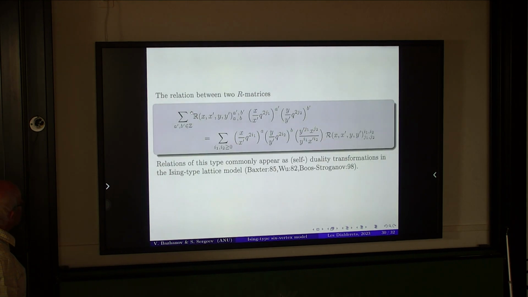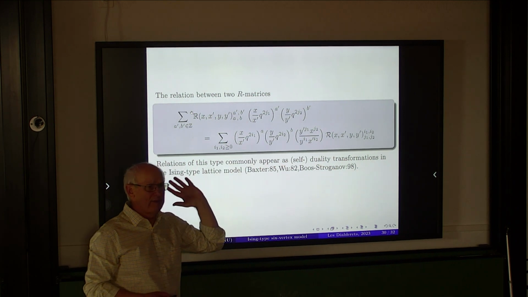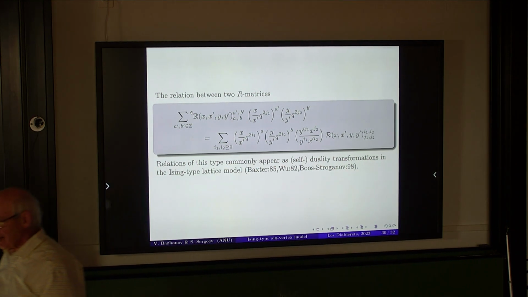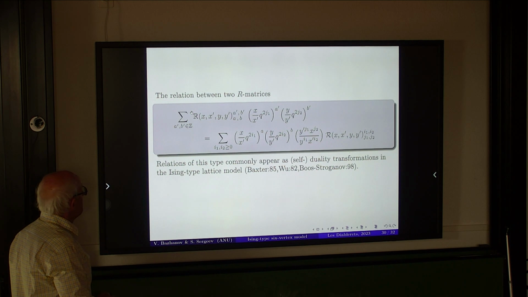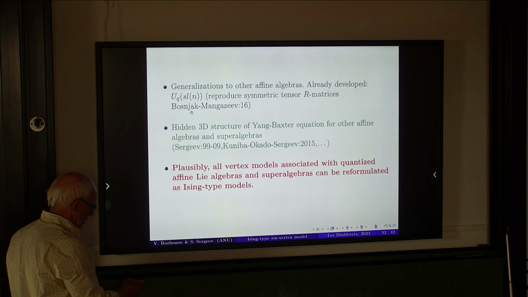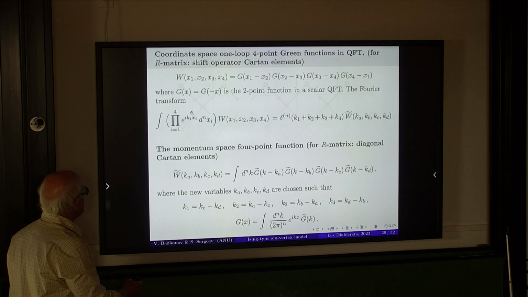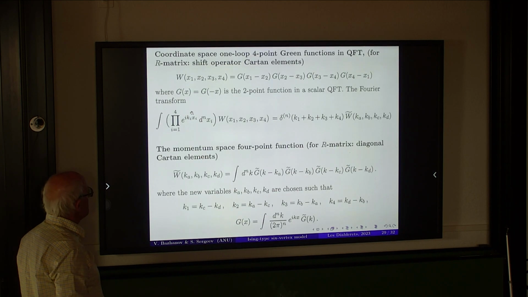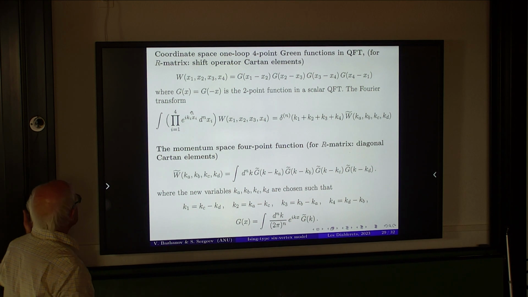Okay, so the exact relation between two R matrices is quite simple. It's some kind of discrete Fourier transformation or discrete Laplace transformation, I would say. So for those, because our conference, sorry, pressed the wrong button. Has quantum field theory in the title, I explain what has happened.